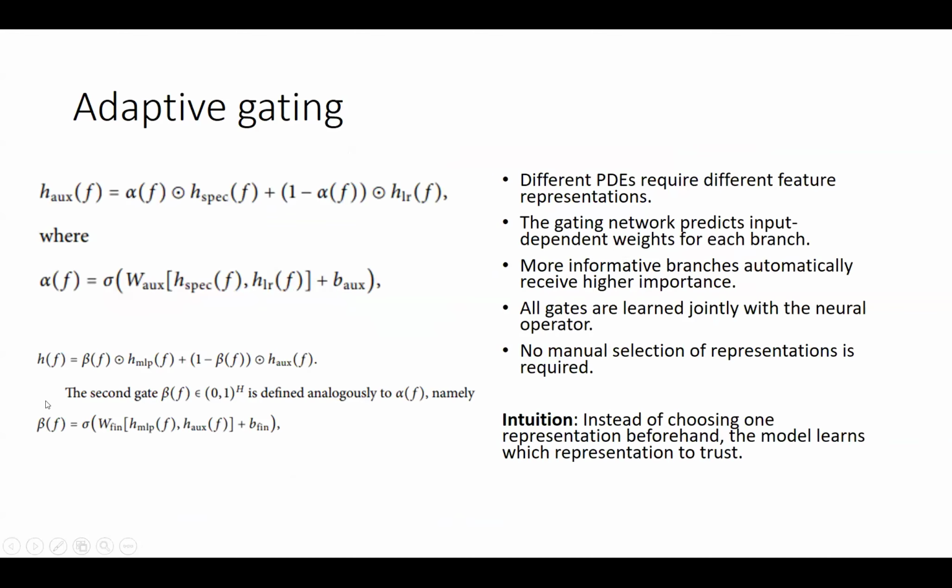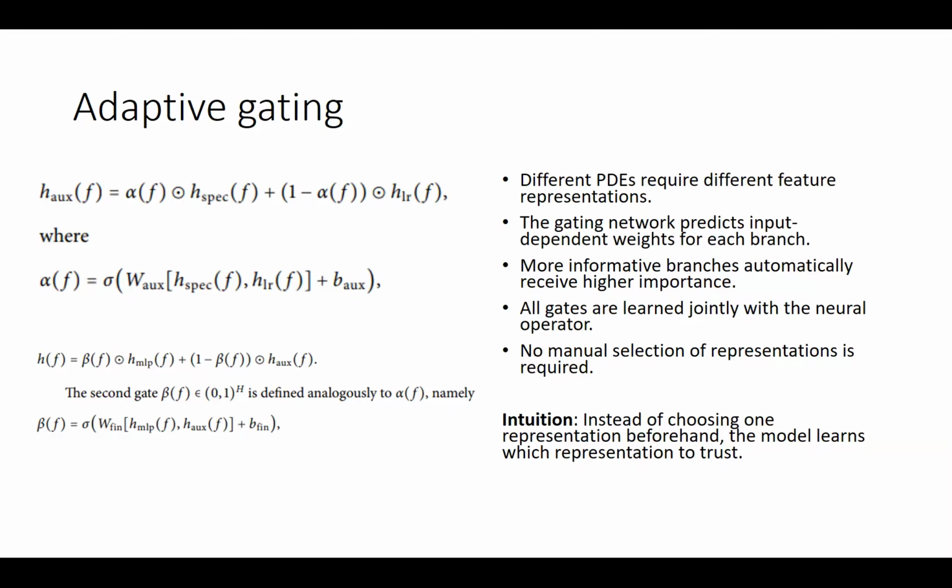So, next, adaptive gating. As I said, different PDEs need different feature balances. Smooth diffusion needs global spectral focus. Sharp convective problems need local pointwise focus. To solve this, we use a input-driven gating network. It predicts input-dependent weights for each hidden feature coordinate.